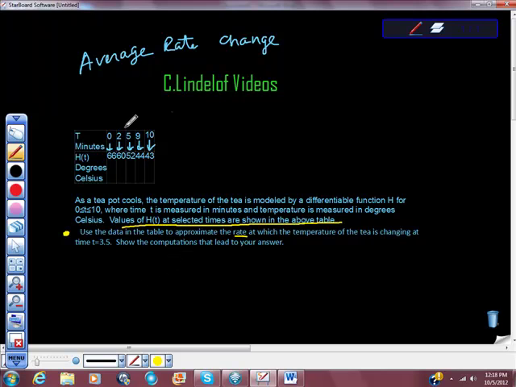So I look up here and 3.5 is not there, but it's in between these two values right here, isn't it? So what we want to use is the average rate of change formula. But your reader, the person who's grading your test, wants to see some specific notation. So what you want to say is that the rate of change of heat given time is equal to h of 5 minus h of 2 all over 5 minus 2.